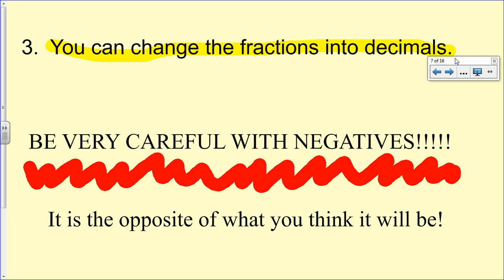You can also change your fractions into decimals. This is very easily done when you're given a calculator. It does require a little bit more work if you don't have one. And you also want to be very careful with your negatives. Remember, -8/10 is actually less than negative 2/10. It's always the opposite of what you think it will be.